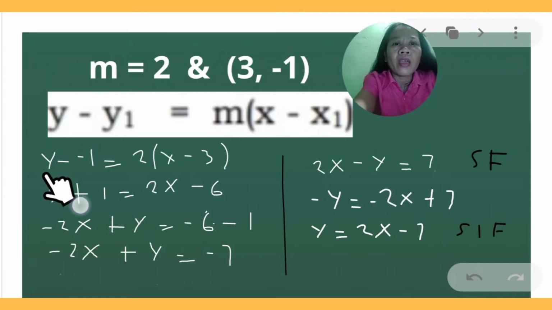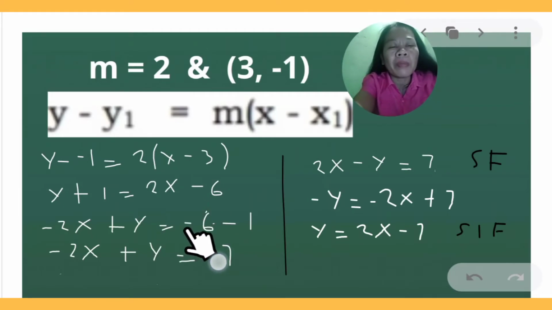So we have y minus, just copy. For y sub 1, that's negative 1, so we have negative 1 equals, our m is 2, so we have 2. And then copy x minus, for x sub 1, we have 3. So we have x minus 3. And then simplifying, the two negative signs here become positive. Then distribute 2 to the terms inside the parentheses. We have 2 times x, 2x, 2 times negative 3, that is negative 6.